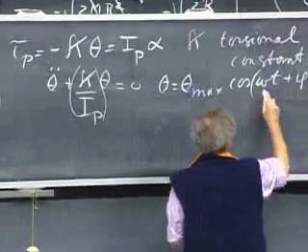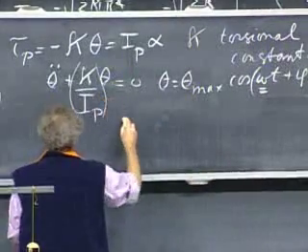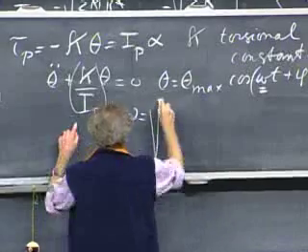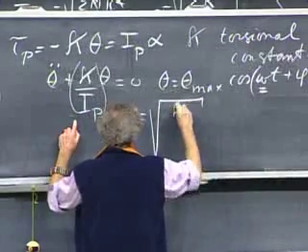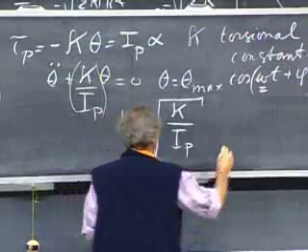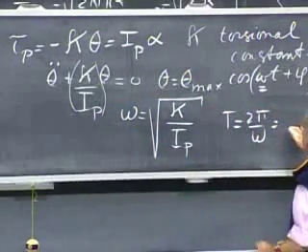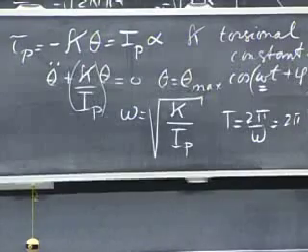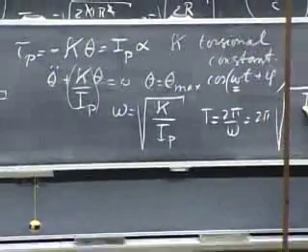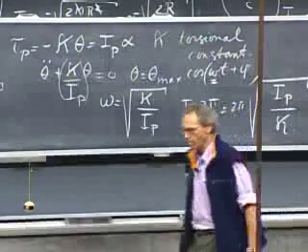It's getting boring. This is the angular frequency. And angular frequency is the square root of kappa divided by the moment of inertia about point P. And therefore the period, which is 2 pi divided by omega, equals 2 pi times the square root of the moment of inertia about point P divided by kappa.